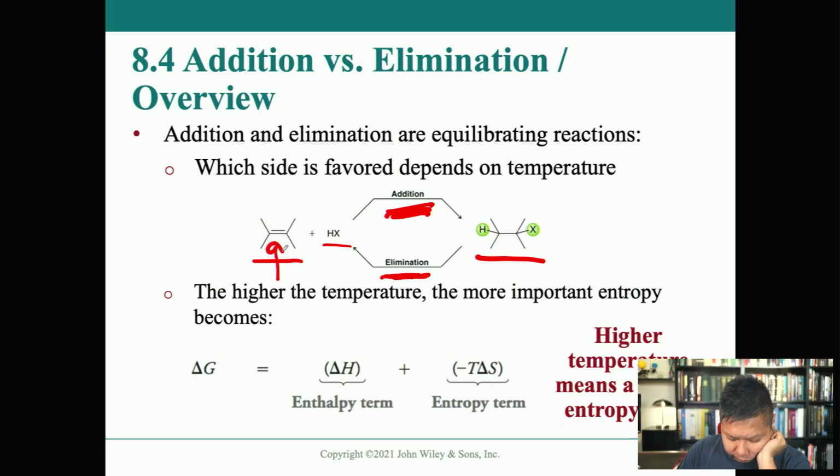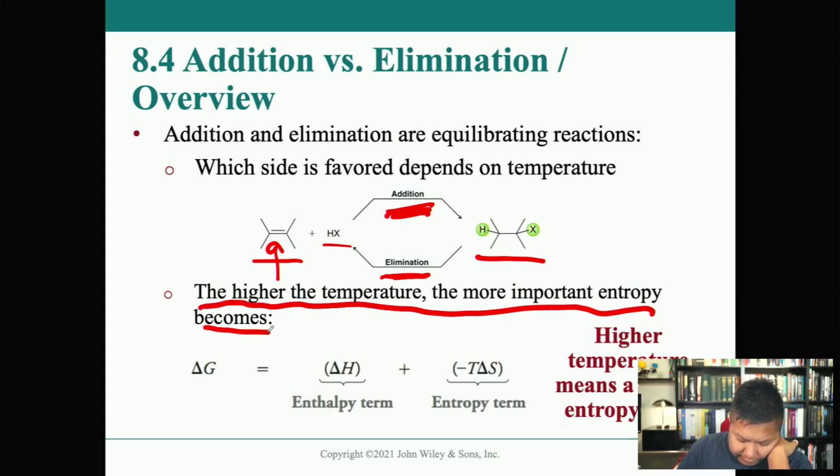So here's the phrase you need to remember. The higher the temperature, the more important entropy becomes. Remember in our delta G equation, temperature is in the entropy term. The higher temperature means the bigger the entropy term.